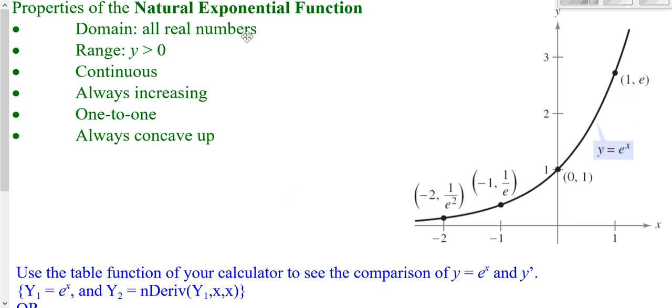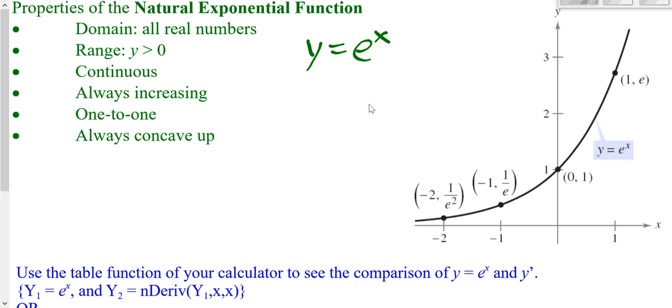So just as a review for your natural exponential function, remember your natural exponential function is just y is equal to e to the x. For the most part, whether it's a natural exponential function or a normal exponential function, your domain is all real numbers, your range is always greater than 0, it's continuous, it's always increasing if your base right here is greater than 1, which e is, because remember e is about 2.7. And it's always going to be concave up, assuming that your base is greater than 1.